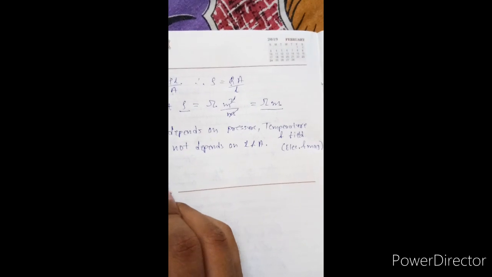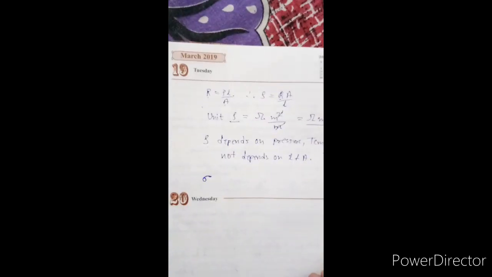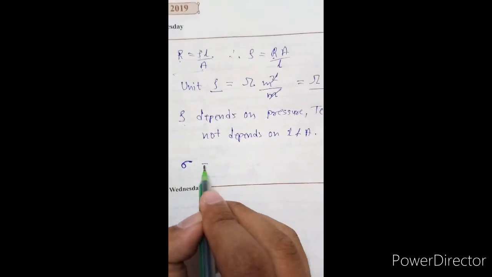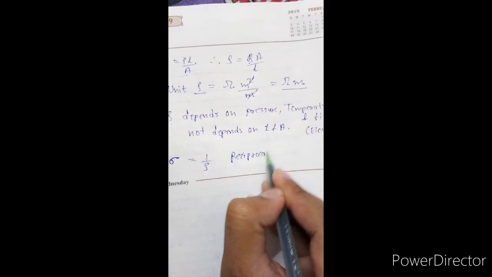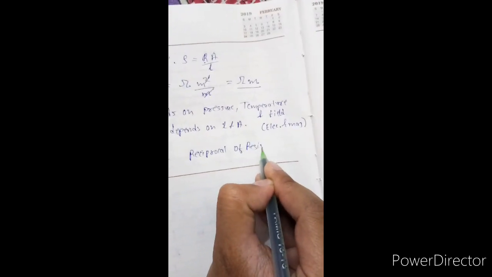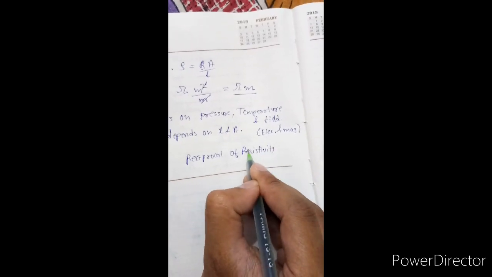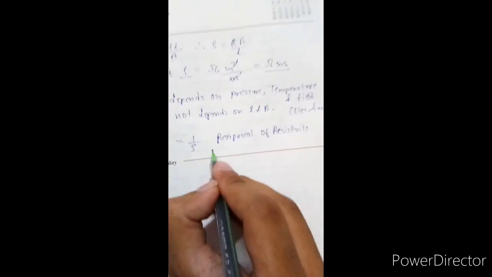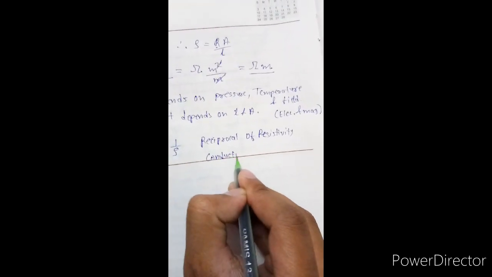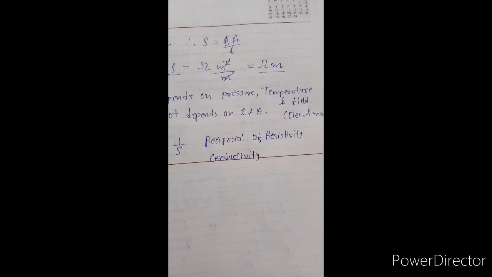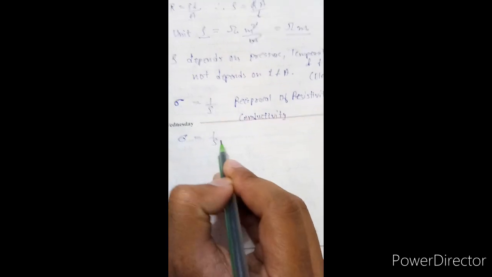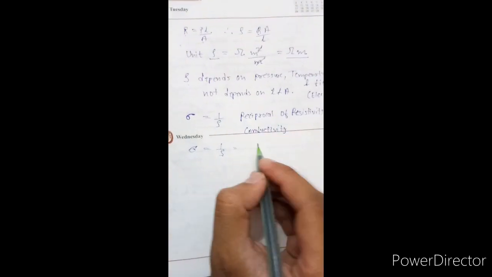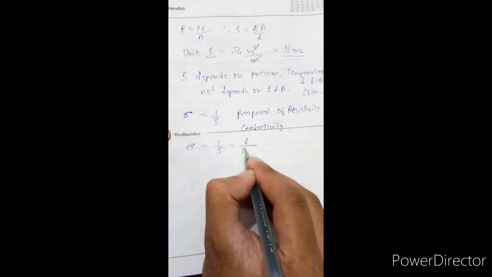Now another quantity you have to derive, which is sigma. This sigma is nothing but the reciprocal of resistivity, and this reciprocal of resistivity is known as the conductivity. So now you can get that sigma is equal to 1 upon rho. If you put the value of rho from here, which is L upon R.